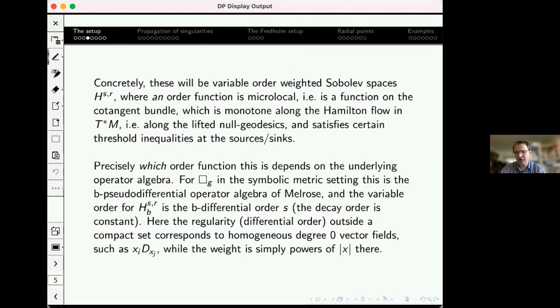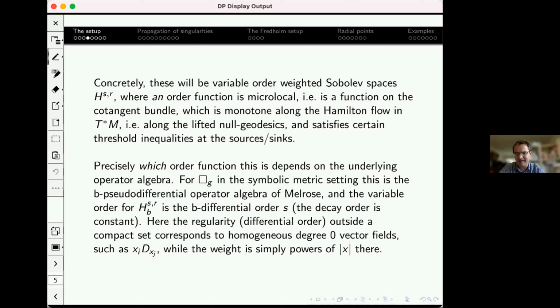So let's say there are two orders, I'm calling them S and R. You should think of S as a differential order and R as a decay order. Again, there are going to be examples in a moment. One of these orders should be variable, so it's not just a number but actually a function on phase space, that is, on the cotangent space of the underlying manifold. It's supposed to have some properties like monotonicity along the Hamilton flow in phase space, at least along the lifted null geodesics, and also satisfy certain additional conditions.